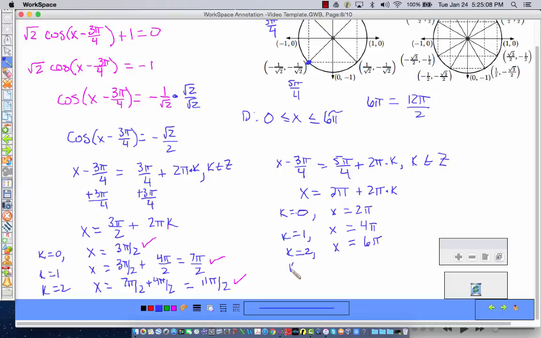But look what happens for k equal to negative 1. Well, x would be equal to 2 pi minus 2 pi, because k is negative 1 there, and 2 pi minus 2 pi is 0, which is part of the domain. Okay, and I can't go any further because then I would get negative values, so I know I am done. So I've picked up 1, 2, 3, 4 more answers.